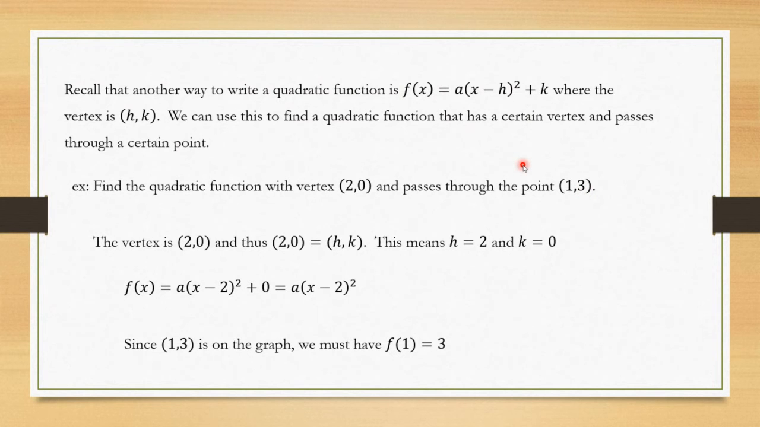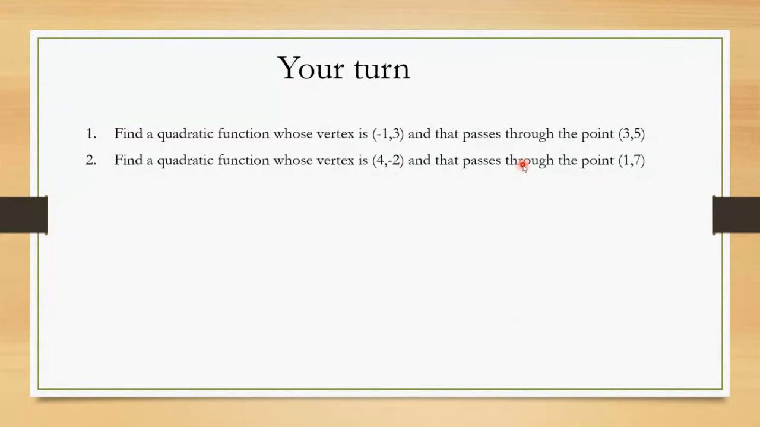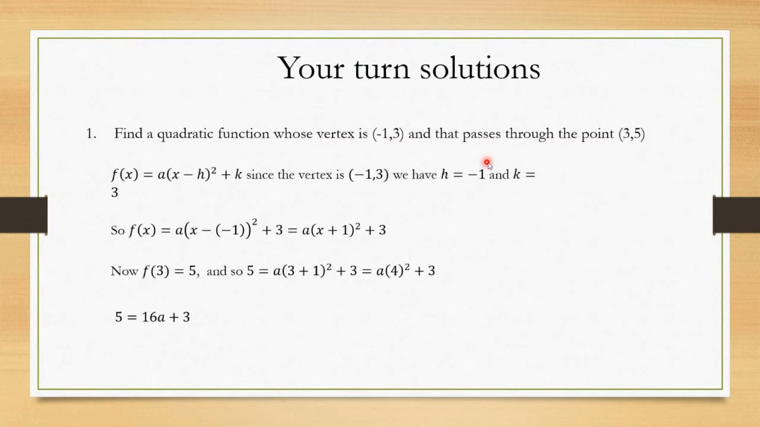So let me go back to this. I was going to have you work on these yourselves, but let's do them together. Again, we want to find a quadratic function whose vertex is (-1, 3) and that passes through the point (3, 5). So we know the vertex, and we know the point it passes through.